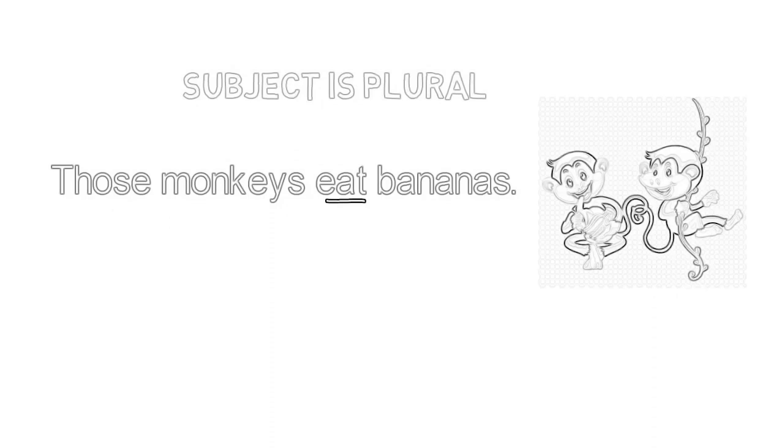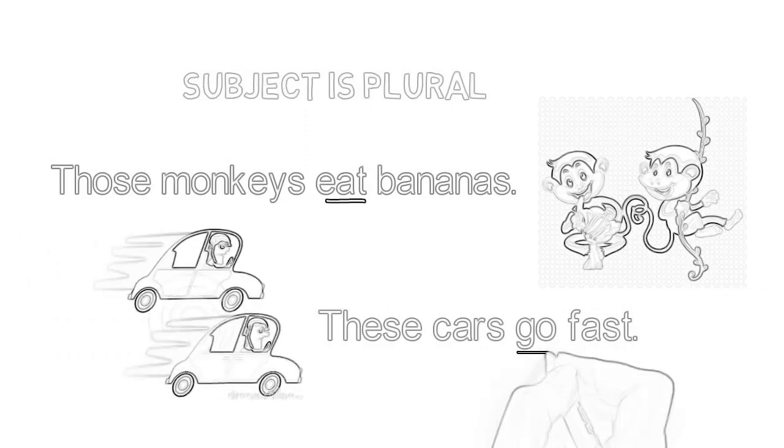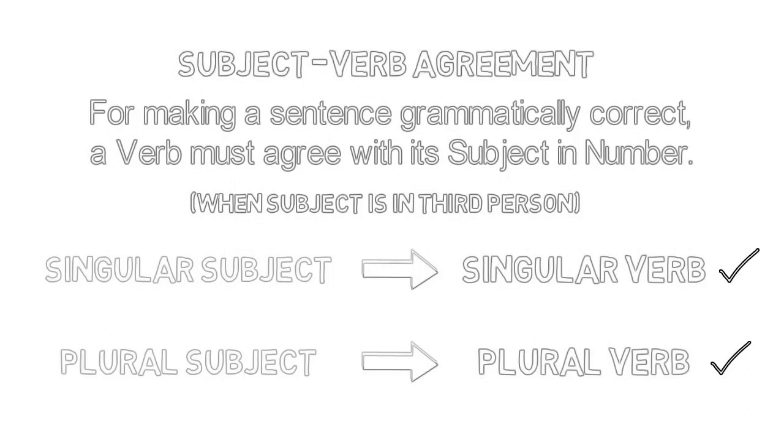Let's look into the next example. These cars go fast. Here the subject is cars, which is plural in form. So verb will also be in plural form. So please remember this rule. The rule is that singular subject has singular verb and plural subject has plural verb.